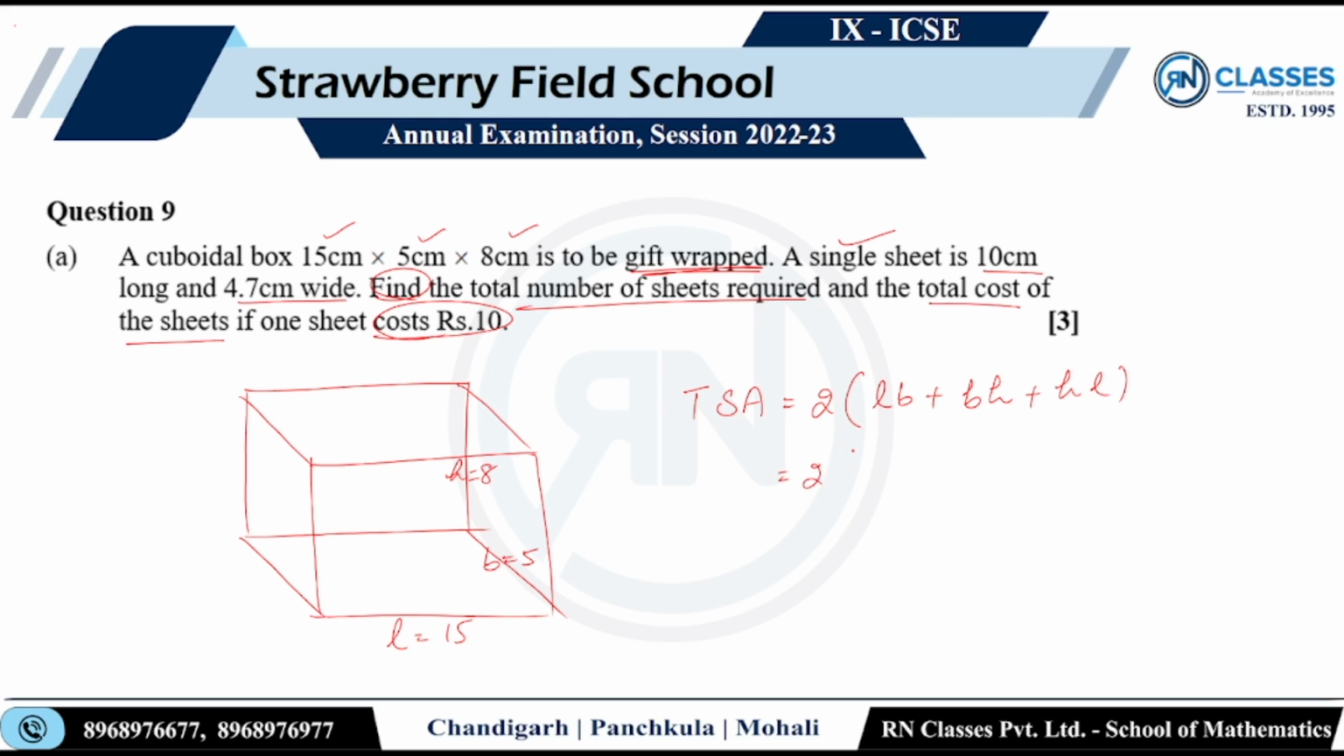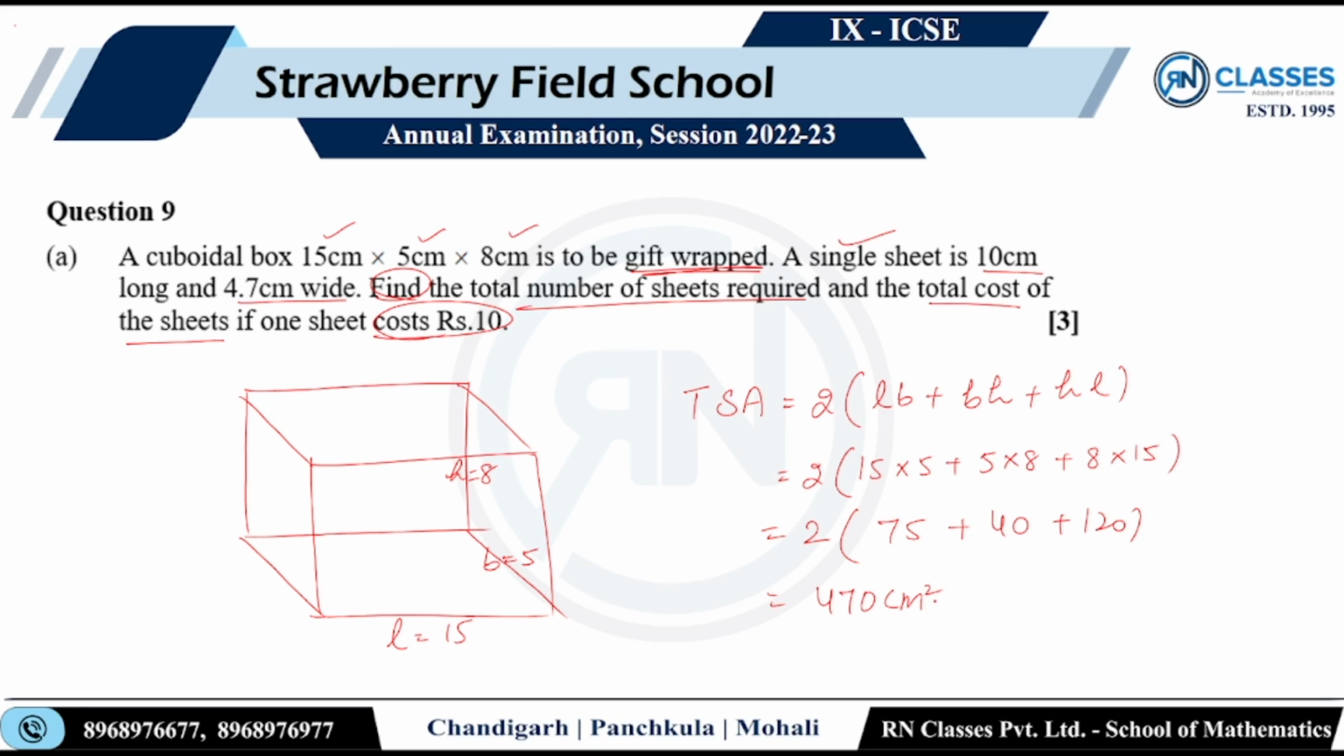So 2 times L and B, that is 15 into 5. B and H, that is 5 into 8. H and L, that is 8 into 15. So 2 times, this becomes 75, this becomes 40, and this becomes 120. So the total becomes 470 centimeters square. This is the total surface area.